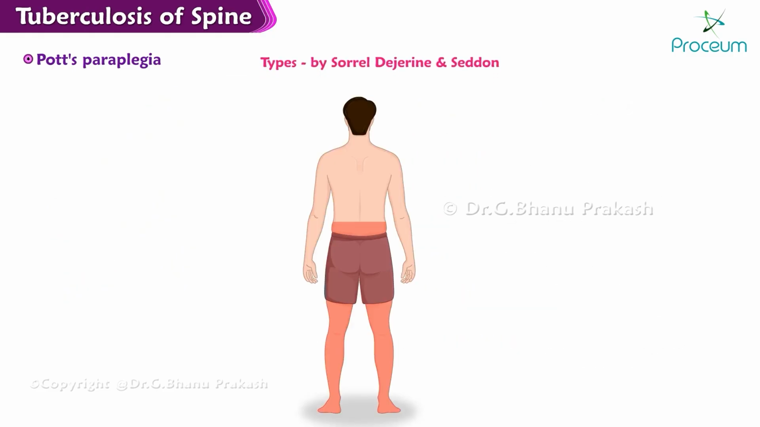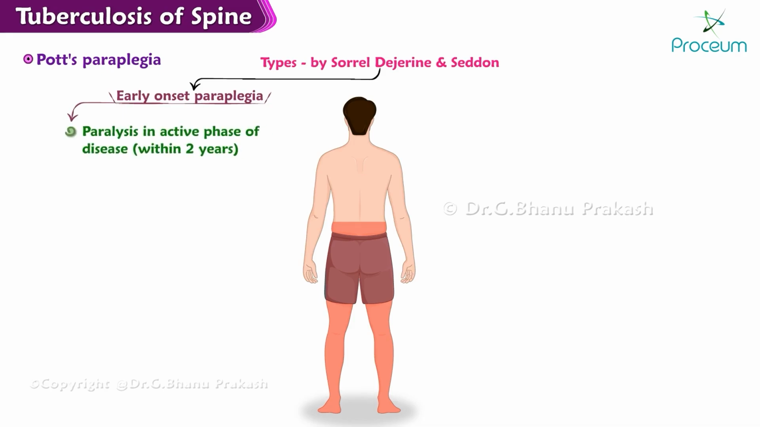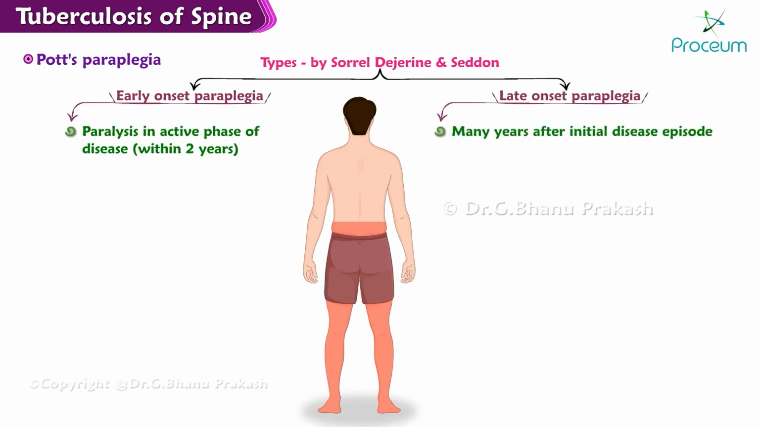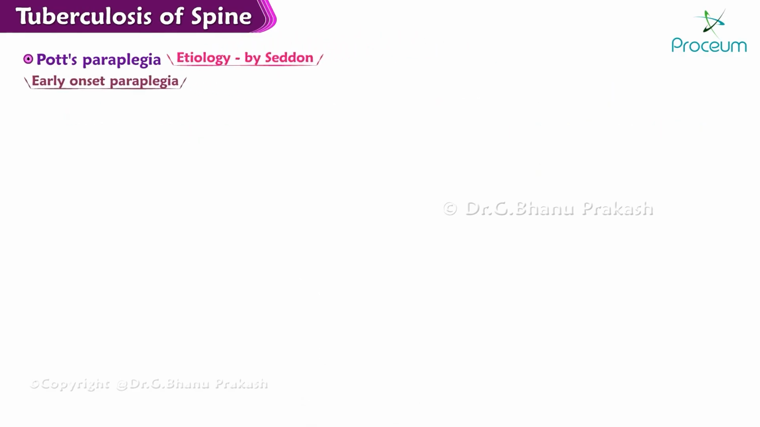Types of Pott's paraplegia have been proposed by Sorel, Dejerine, and Seddon. Early onset paraplegia. Paralysis occurs during the active phase of the disease, usually within 2 years. Late onset paraplegia. Paralysis occurs many years after the initial disease episode, often when the disease has become quiescent or even without reactivation. The causes of paraplegia in Pott's disease, as proposed by Seddon, can be classified into inflammatory and mechanical factors.